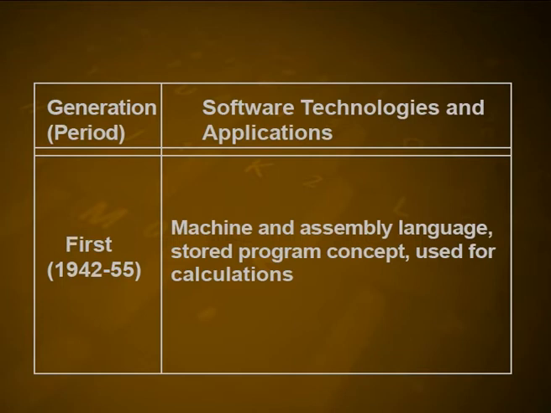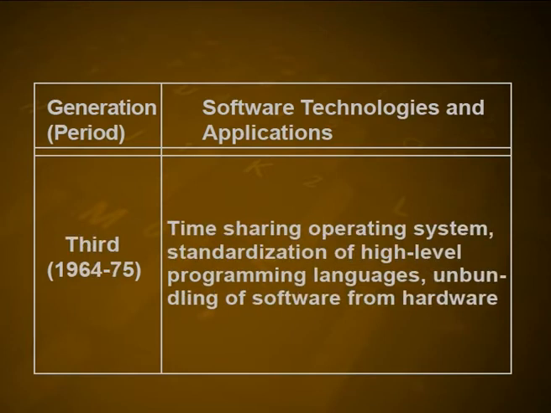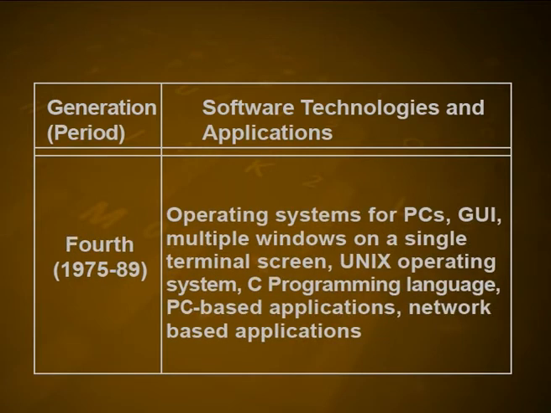First, 1942 to 55: machine and assembly language, stored program concept used for calculations. Second, from 55 to 64: batch operating system, high-level programming languages, scientific and commercial applications. Third, 1964 to 1975: time-sharing operating system, standardization of high-level programming languages, unbundling of software from hardware.